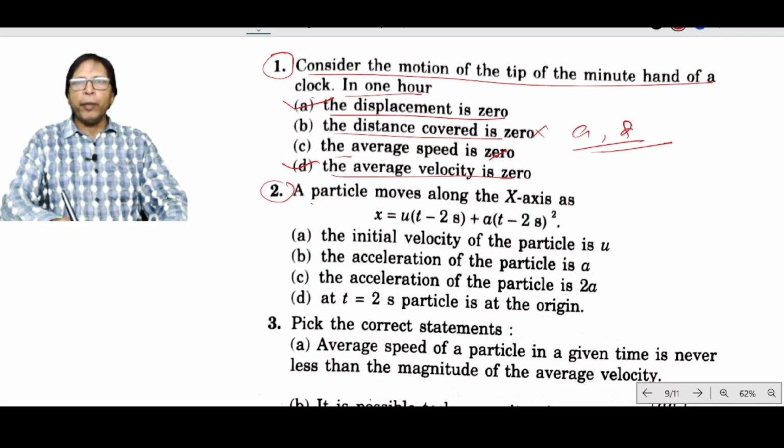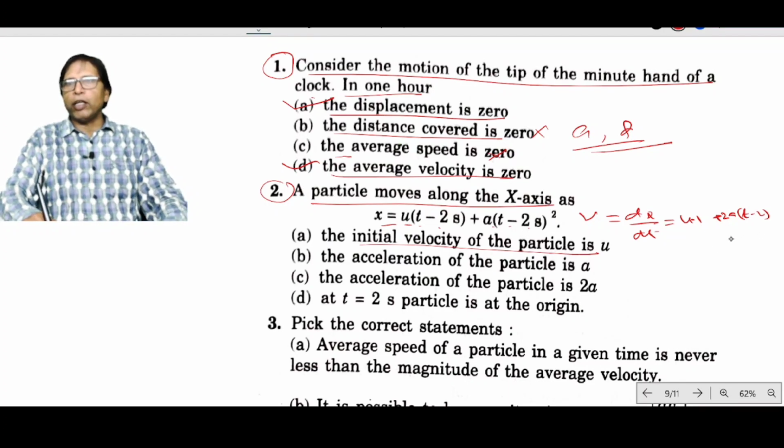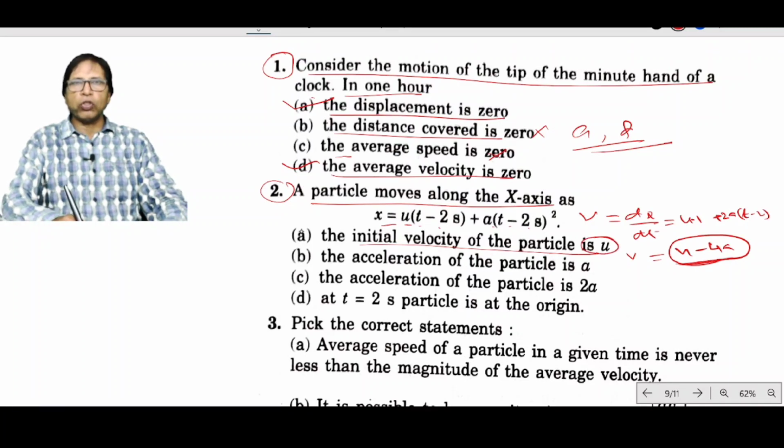Now look at this. A particle moves along the x-axis: x equals u t minus 2, a t minus 2 whole square. The initial velocity of the particle is u. First of all, you have to calculate velocity. Velocity v equals dx by dt, so v equals u into 1 plus 2a into t minus 2. If you put t equal to 0, you get v equal to u minus 4a. So the initial velocity is u minus 4a, not u. So this is incorrect.